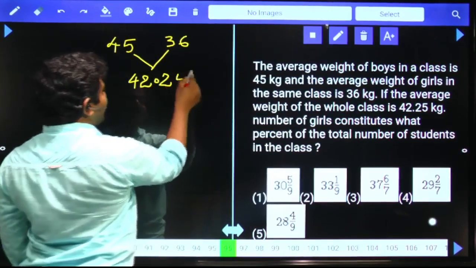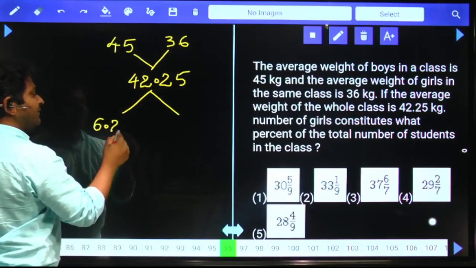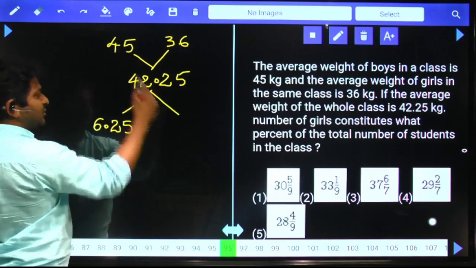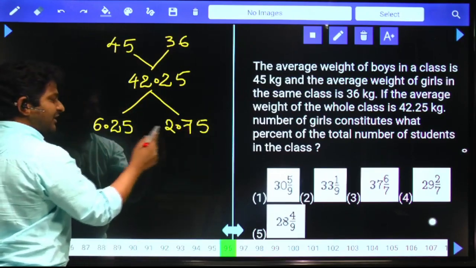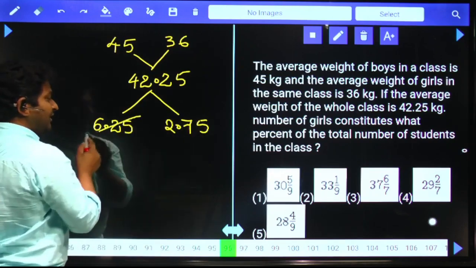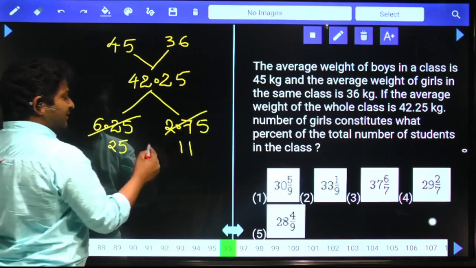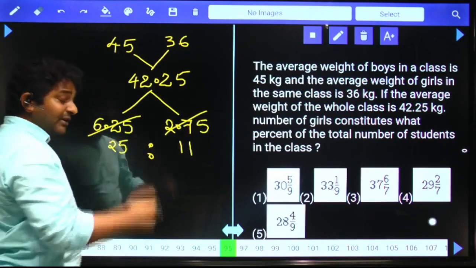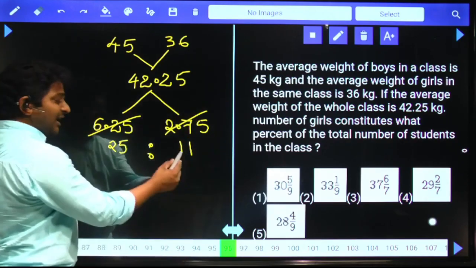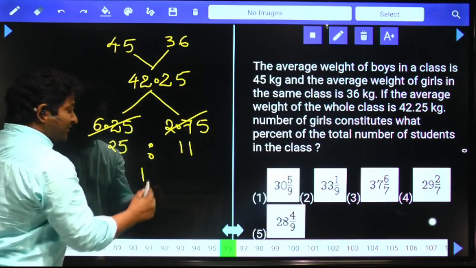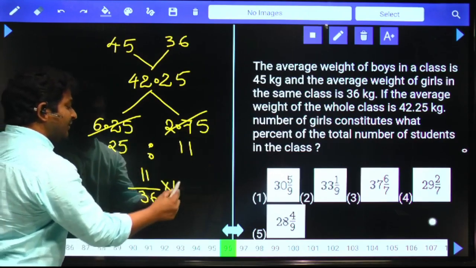We are going for the allegation method. Difference between these 2 numbers is 6.25 here. Difference between these 2 numbers is 2.75 here. We can treat these numbers as 625 and 275. That is 25 times 25 here, and 25 times 11 here. Now this is the ratio between boys and girls. Your question is to identify the girls' percentage among the class. Girls are 11 parts. Among the class, in the sense of total 36, percentage into 100.